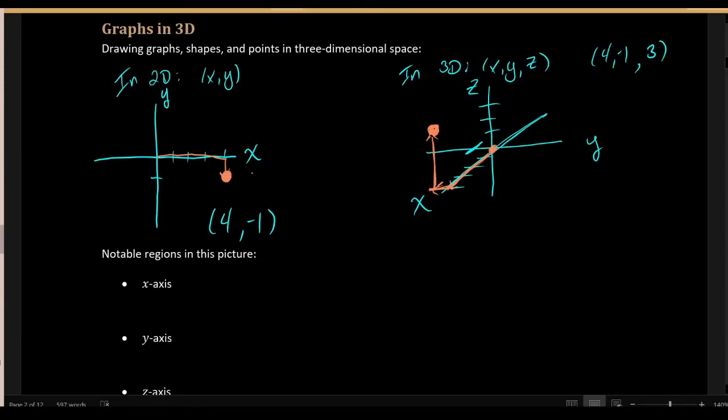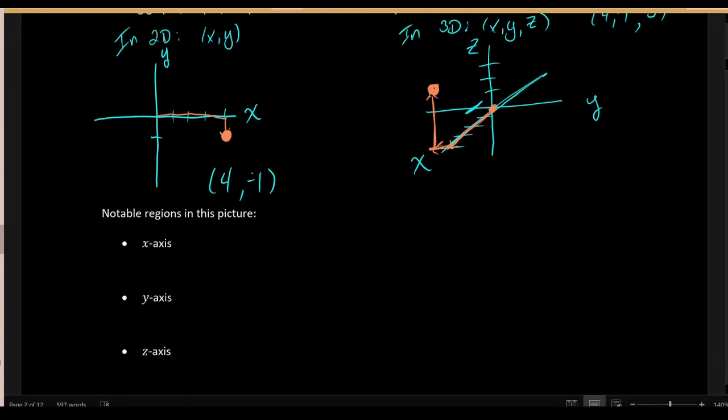Now in this picture, we do have some special names for some special locations. We, as usual, have the x-axis, the y-axis, and the z-axis. The x-axis is the line that points to us, the viewer. The y-axis is the line that points left to right.